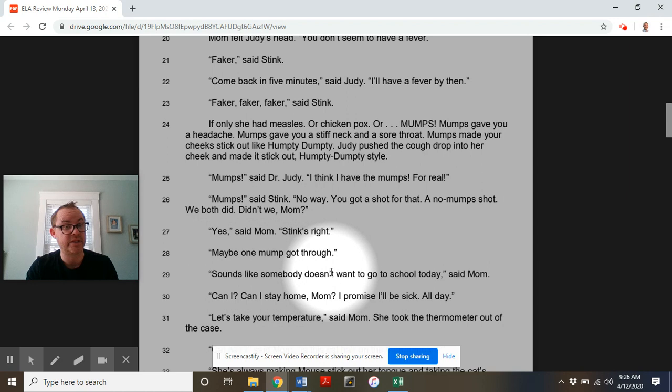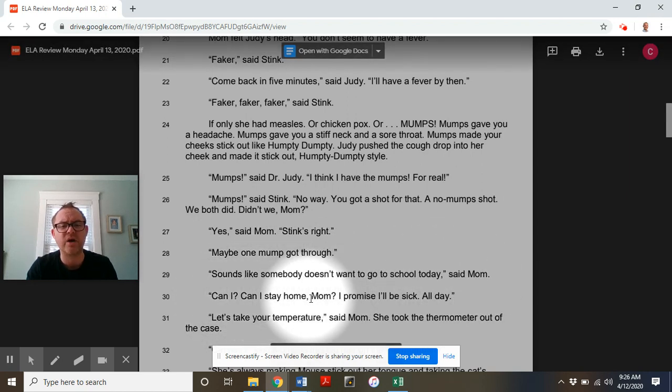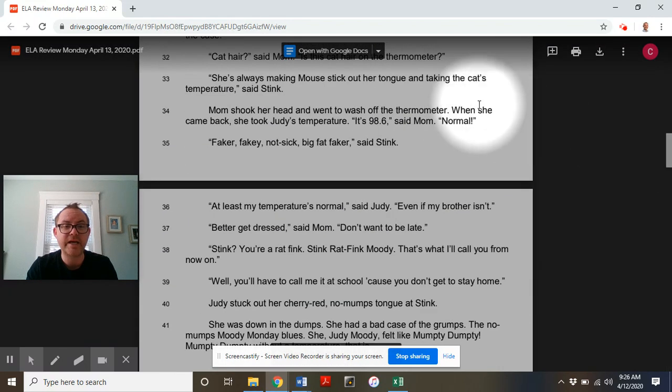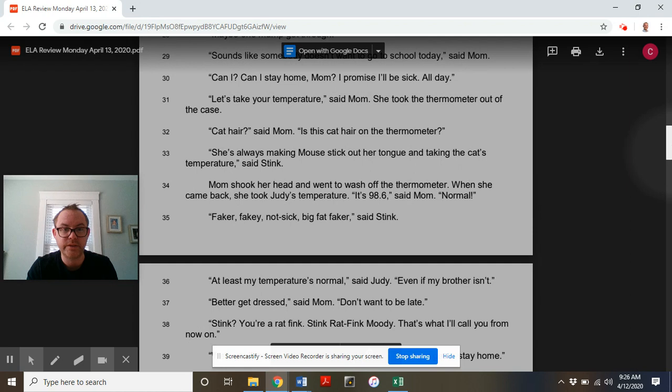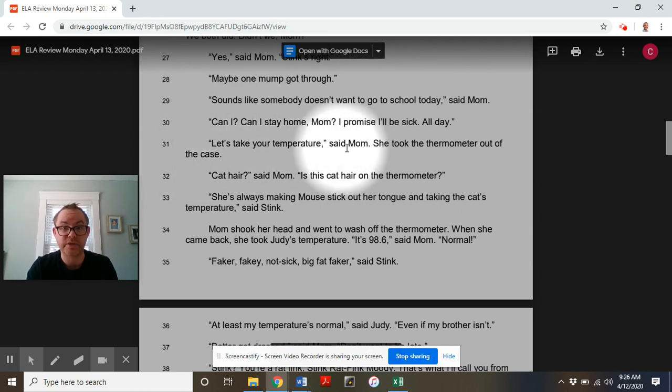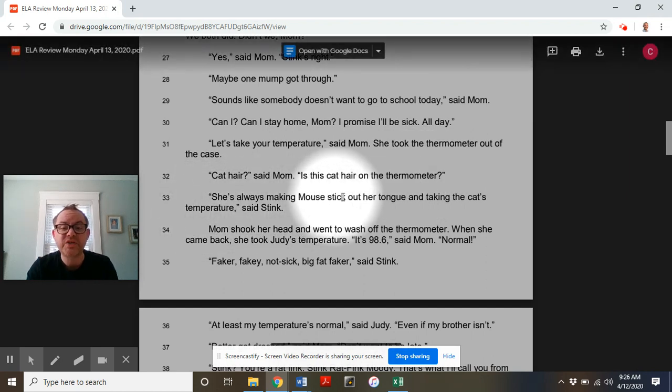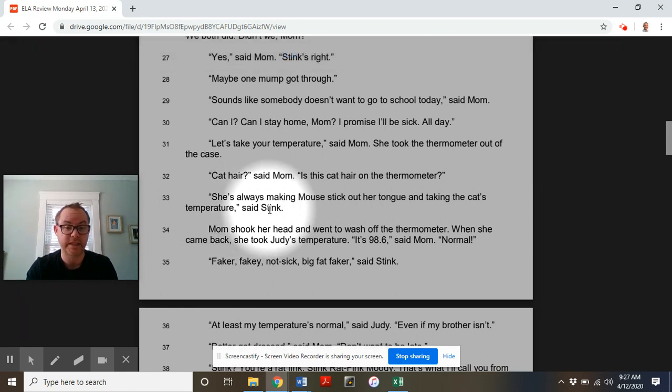Sounds like somebody doesn't want to go to school today, said Mom. Can I stay home, Mom? I promise I'll be sick all day. Let's take your temperature, said Mom. She took the thermometer out of the case. Cat hair? said Mom. Is this cat hair on the thermometer? She's always making Mouse stick out her tongue and taking the cat's temperature, said Stink.